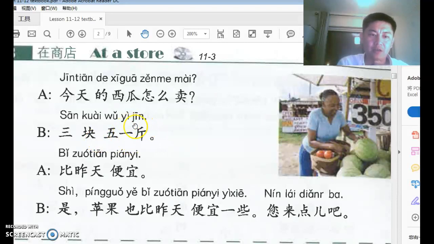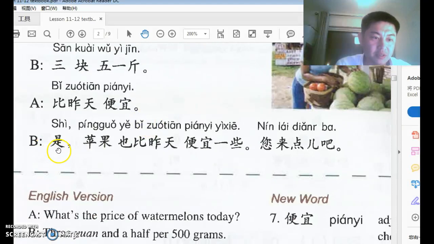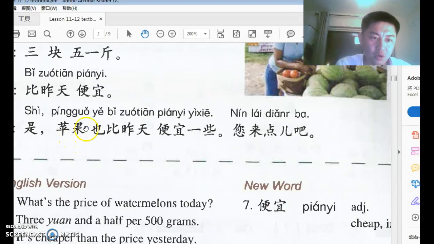So every half a kilo is 3.50. 比昨天便宜. It's a weird sentence. It's compare yesterday cheap, right? So 今天 today compare yesterday cheap. So today is cheaper than yesterday. 今天比昨天便宜. And B says 是苹果 apple 也 also 比昨天便宜一些.